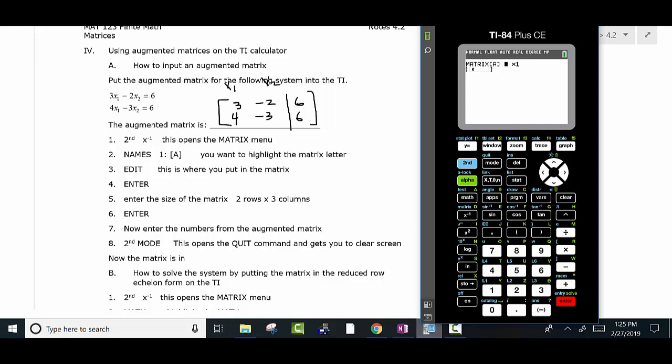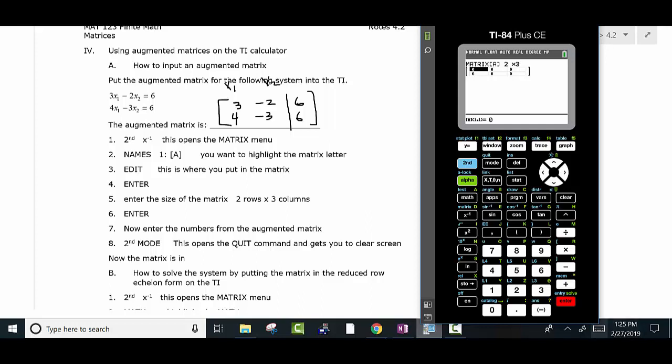So you need to put that in the number of rows and columns. You just put 2 there, and you can press enter and it'll go to the next place, and then 3. All that does is set it up so it's got 2 rows and 3 columns. Now you just start putting the numbers in.